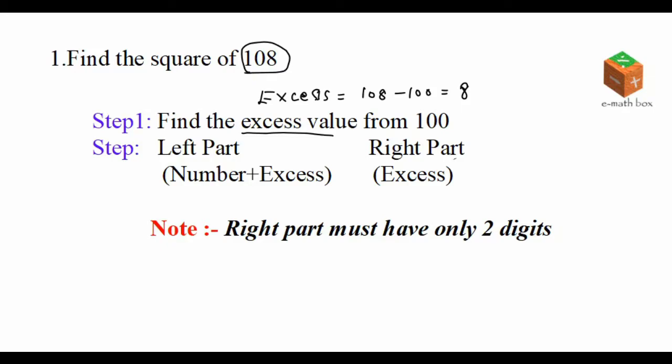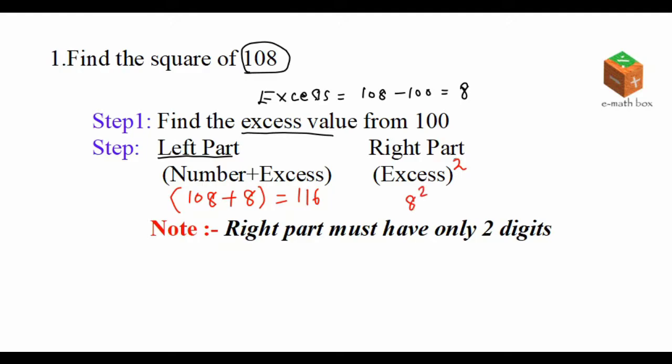So the left part is the number plus excess. The given number here is 108, so we have to add 108 with the excess value. The excess value is 8. So 108 plus 8 we get as 116. On the right hand side, we have to find the square of the excess value. The excess value is 8, which means 8 square is 64.